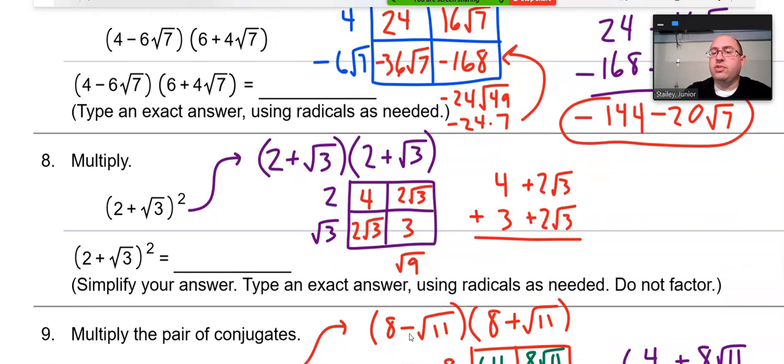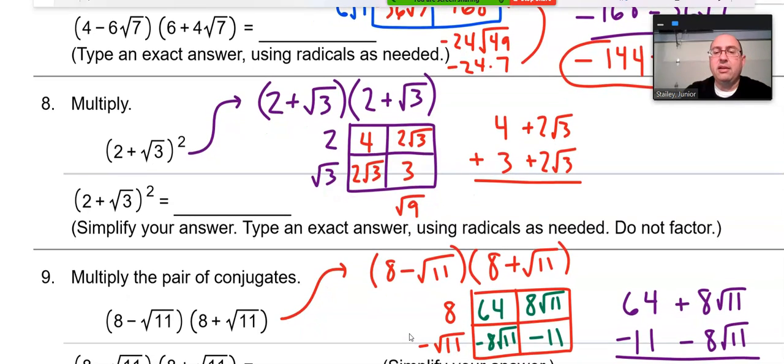Okay, I know we're just kind of beating into the ground this practice, practice, practice. When you want to square something, you're multiplying it times itself, so I wrote it out twice. And then I use my box method once again. If you just want to draw arrows and connect things up, that's fine, but you need to understand what you're doing.